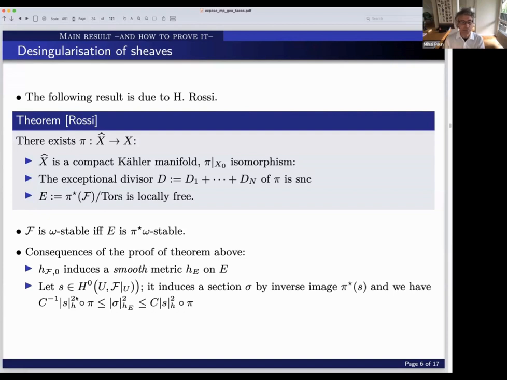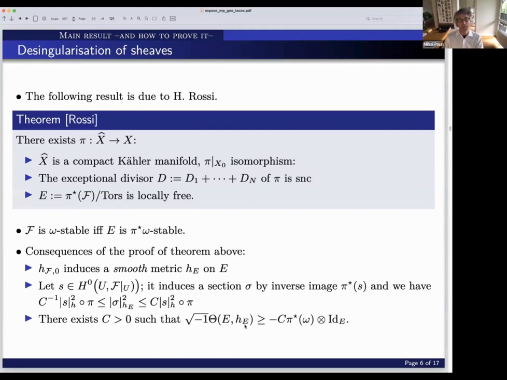And then, something a little bit more precise in this sense is that if we take any local section of F, then by taking the inverse image via this map pi, we get a section of E at least on some open set. But nevertheless, we can compare the two like this by uniform constants. So what's remarkable here is that this constant is independent of whether we are close or far from the exceptional divisor. Okay, so we can compare perfectly the two.